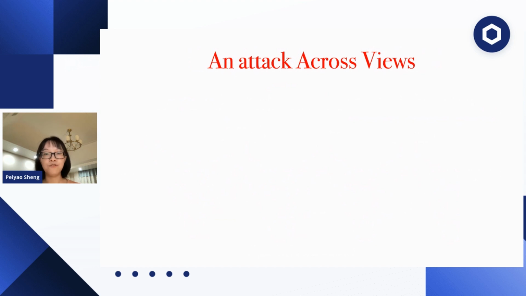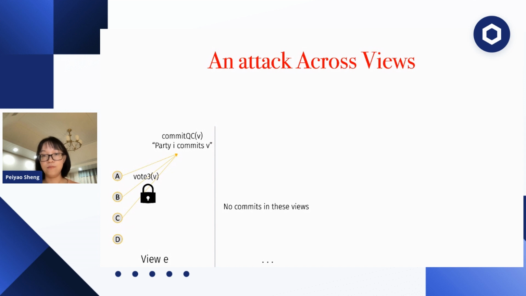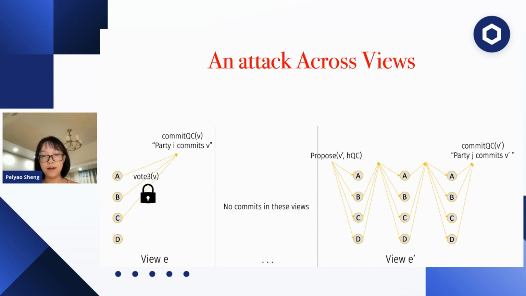So here is an example of a cross-view attack. Suppose in some view E, an honest party commits a value V because it receives a commit QC. The formation of this commit QC means nodes A, B, and C should have a lock of value V, and they are the ones who are responsible for guarding the safety layer. Then multiple views later, there may be no progress since it's partially synchronous. And then in the later view E prime, another value V prime is committed, which means the safety is violated. So something must be wrong among these views.